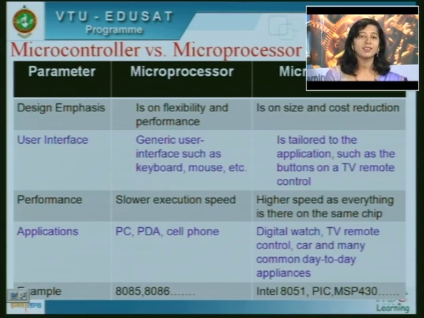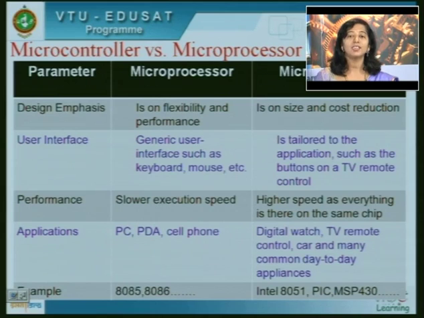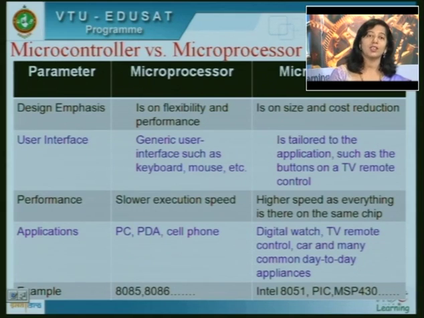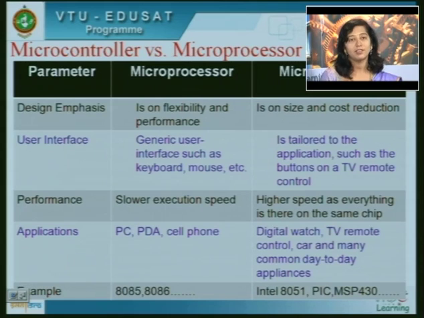The user interface, you have a generic user interface like keyboard, mouse, printer, so on for a microprocessor, whereas in a microcontroller the user interfaces are tailored as per the application. So, based on what application it is, the interface would be different. Say for example, for a TV remote control, you just have to have some buttons and the unit. So, for a remote controlled car, I will have a separate remote control and on that I will have maybe joystick or keys. So, what I should interface depends on the application in a microcontroller.